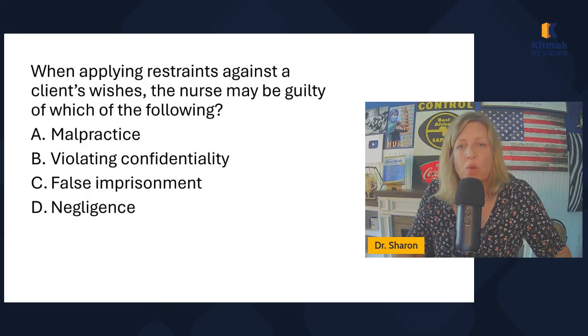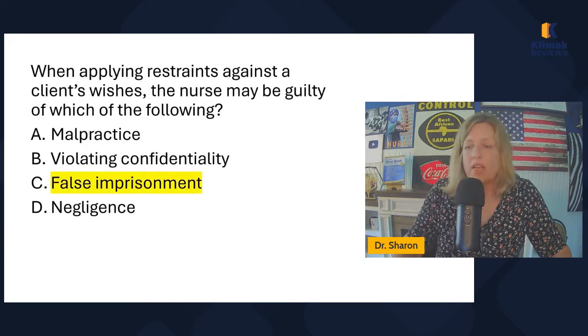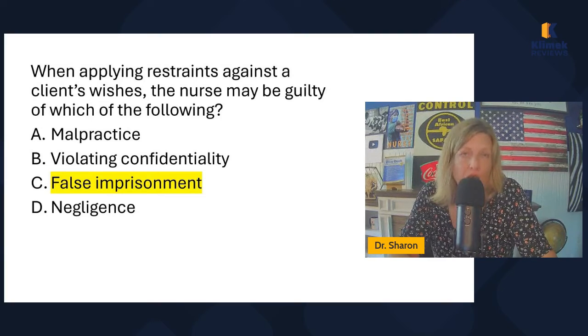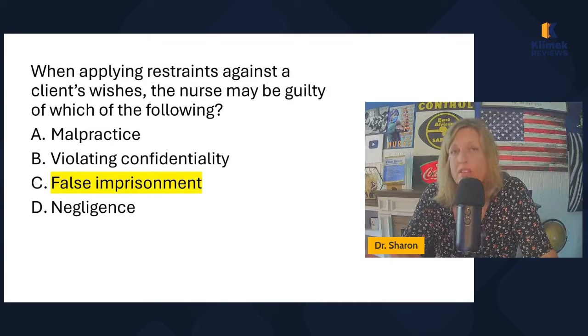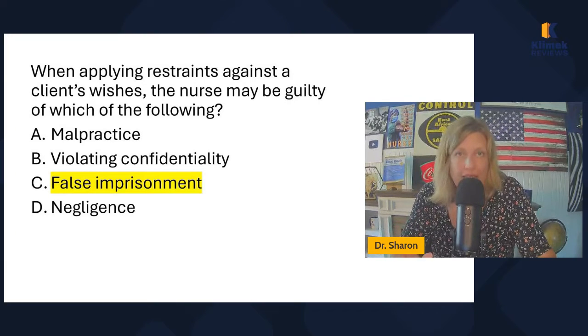When applying restraints against a client's wishes, the nurse may be guilty of which of the following: malpractice, violating confidentiality, false imprisonment, or negligence. Correct answer is false imprisonment. Do not apply restraints just because it's more convenient for you, especially if you haven't tried anything else. Y'all, patients can have a legitimate reason to file false imprisonment charges if they are restrained against their will without proper documentation of why there was a medical reason that they had to be restrained.